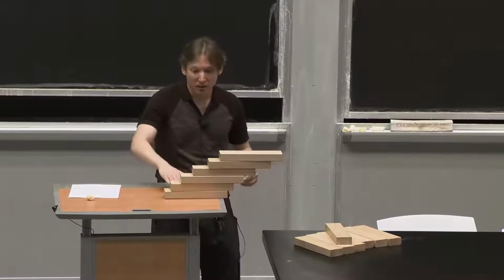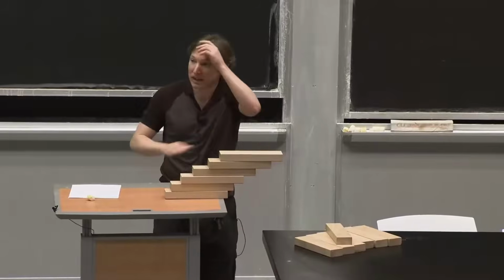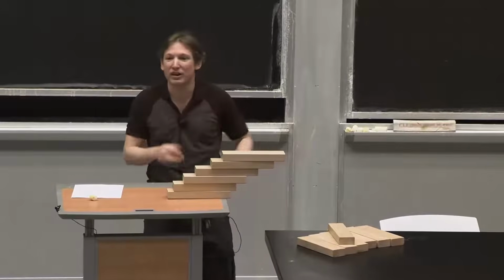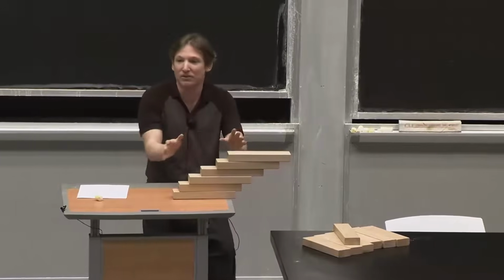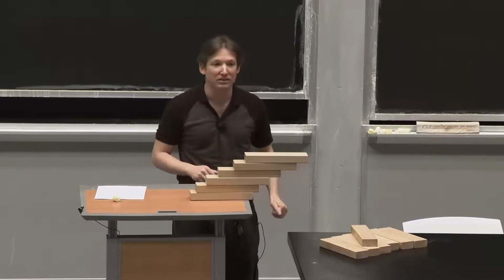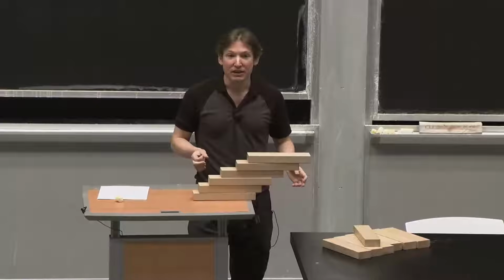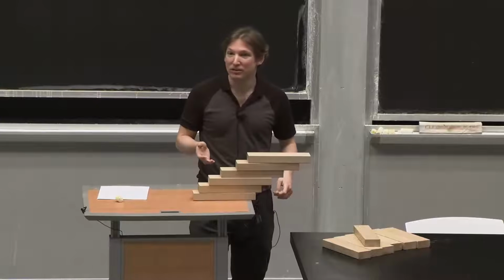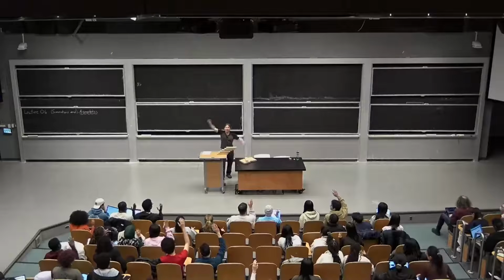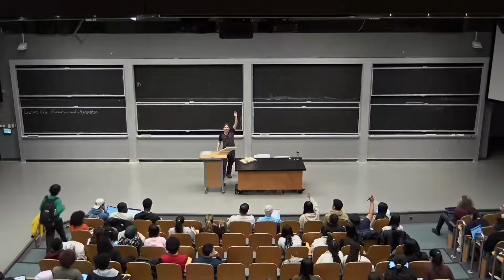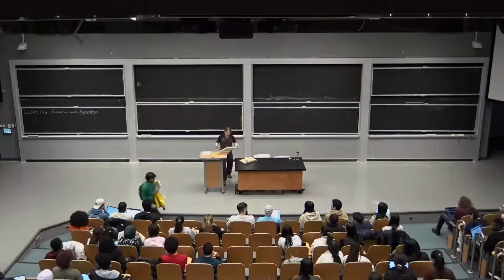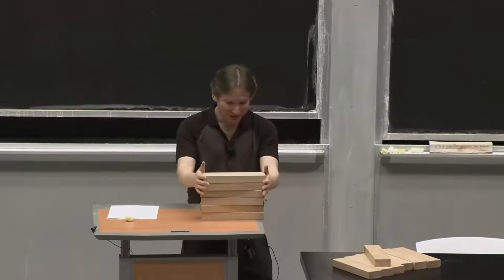So the rules are we can only have one block per layer. We can't double up. We can't do weird angles and whatnot. It's just slide these left and right until you're happy, and hopefully it doesn't fall. Are we clear on the game? Nice. Who thinks it's possible? Raise your hand. Who thinks it's not possible? All right. Well, let's try. Hopefully, I don't hurt myself.